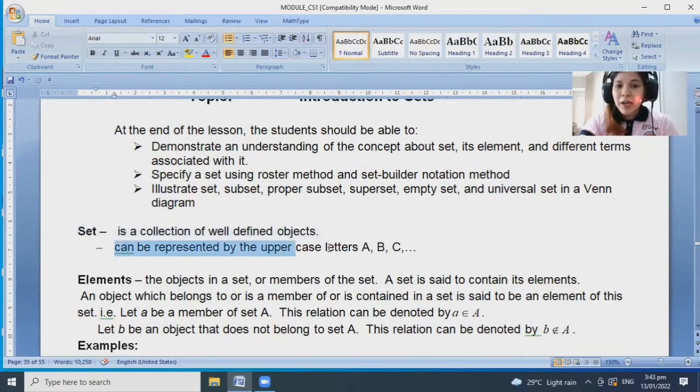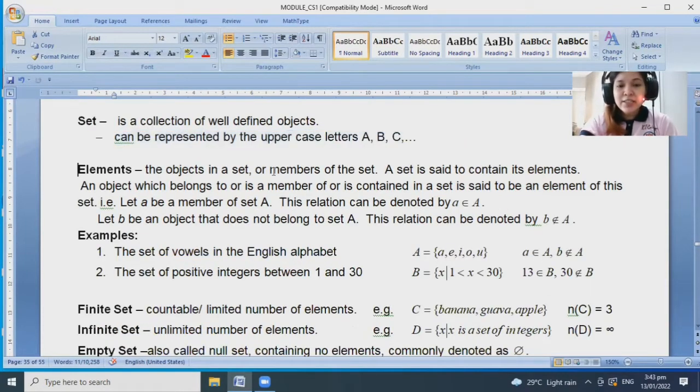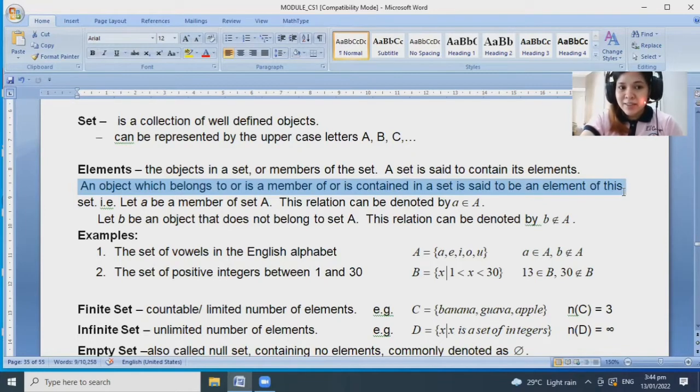Can be represented by the uppercase letters A, B, and C. Always remember na ang representation ng bawat set ay capital letter. Any letter of the alphabet. Elements. The objects in a set are members of the set. So example, yung sinabi ko kanina, mga member ng BTS. So bawat isa sa kanila tinatawag mong element. A set is said to contain its elements. An object which belongs to or is a member of or is contained in a set is said to be an element of this set.